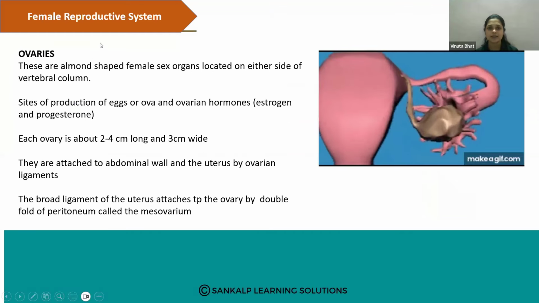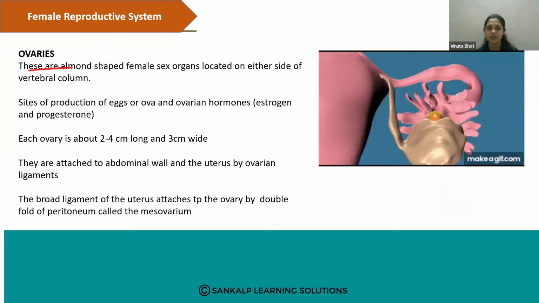Here, let us see the structure of the ovary. These are almond-shaped female sex organs located on either side of the vertebral column. You can see the structure of the ovary. The ovaries are the site of production of eggs or ova, and the ovarian hormones. The ovary produces the ova or the egg, and also estrogen and progesterone.